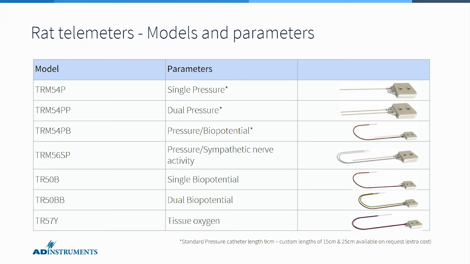At the moment, there are 7 rat telemeters available. There's the single pressure telemeter, dual pressure telemeter, a pressure biopotential telemeter, pressure sympathetic nerve activity telemeter, single and dual biopotential telemeters, and a tissue oxygen telemeter. And we'll look in a little bit more detail about some applications of these telemeters later on.